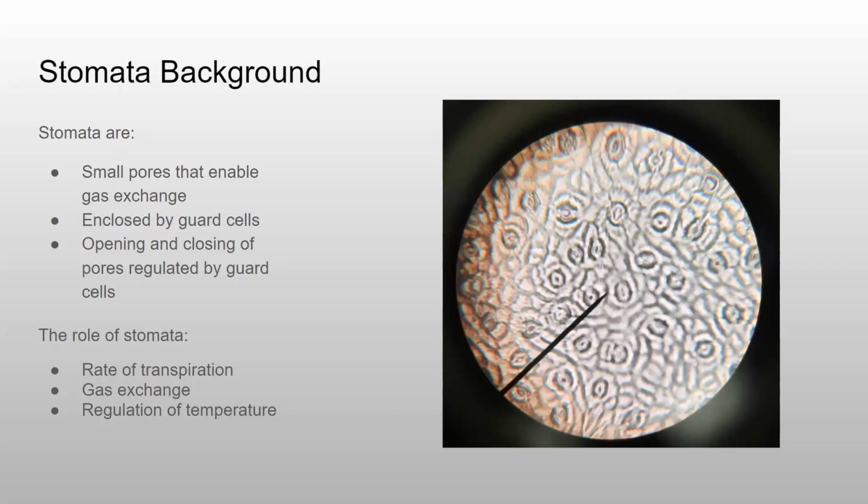Stomata are also enclosed by guard cells, which regulate the opening and closing of the pores. This process is important because water that the plants need can be lost if stomata remain open for an extended period of time. Stomata may have important roles, some of which are the rate of respiration, gas exchange, and regulation of temperature.